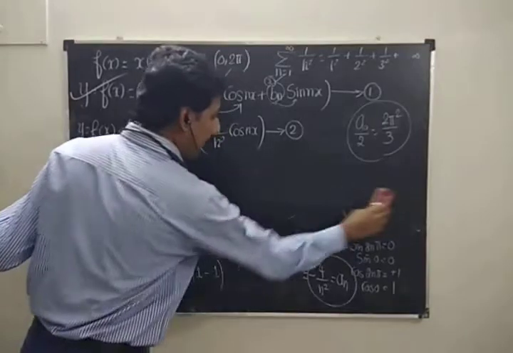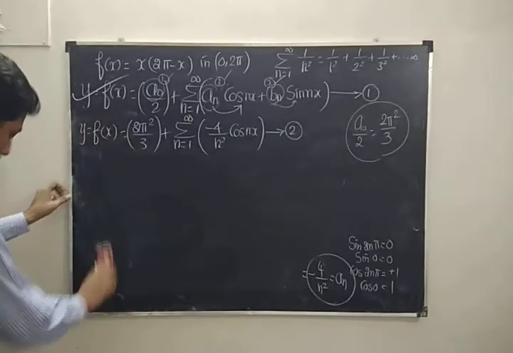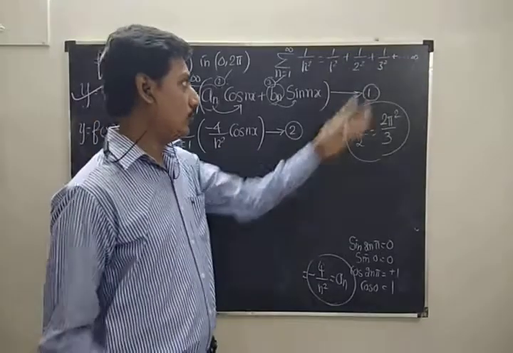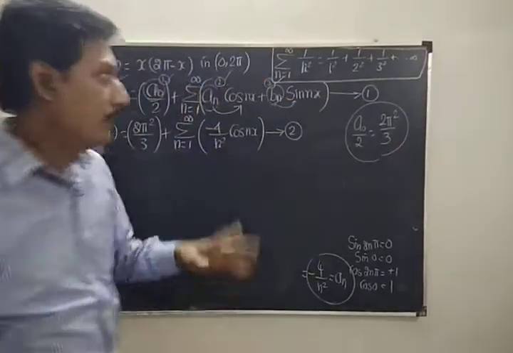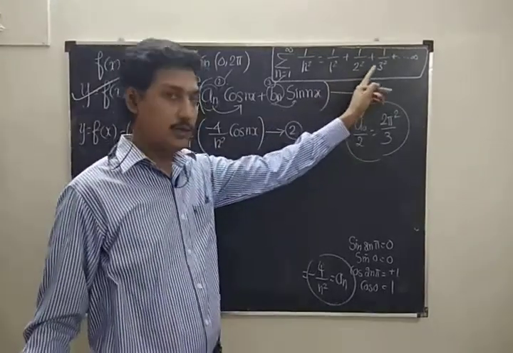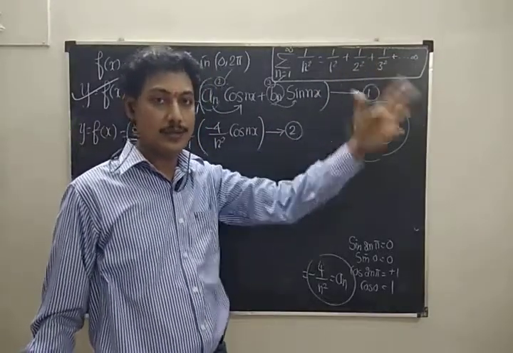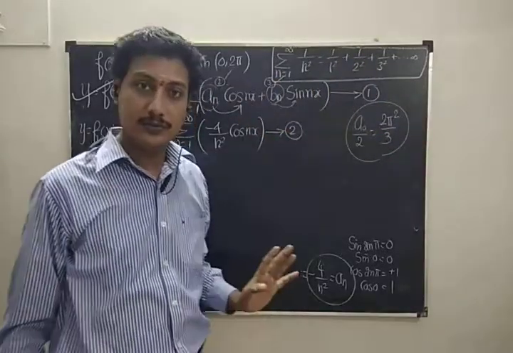Clear? Now my question is, I am going to extend this Fourier series to get the value of this infinite series. Once again, can you look into the denominator of the given infinite series? Square terms are there: 1 square, 2 square, 3 square, etc. All are positive signs.